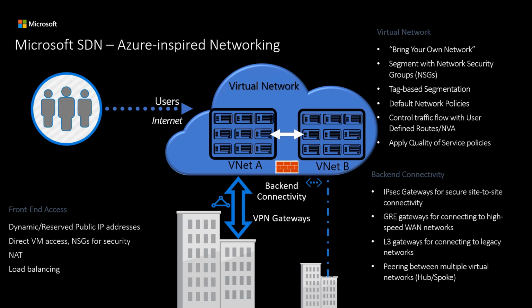GRE Gateway is great for if you already have some type of MPLS WAN connection. You can simply use a GRE Gateway there. And then layer 3, which is actually what we see most used in SDN deployments, is simply a connection back to your physical data center.